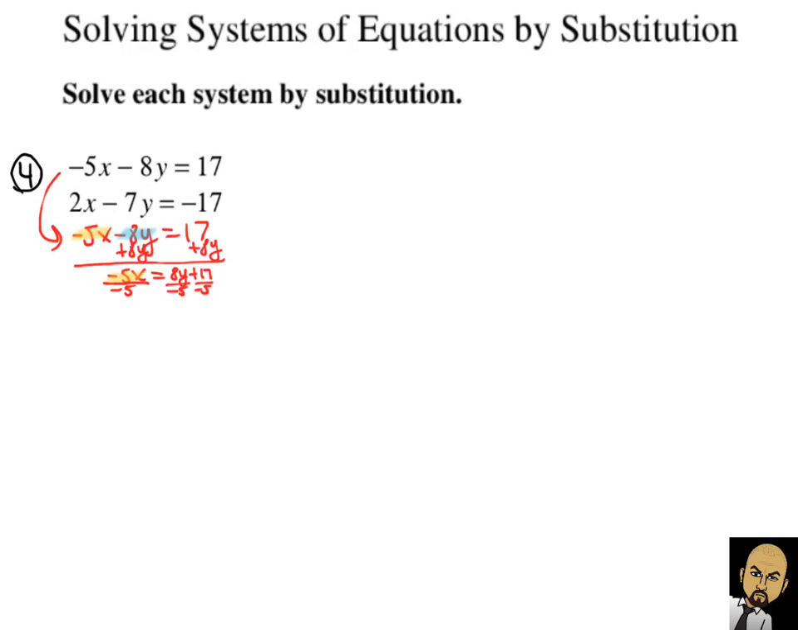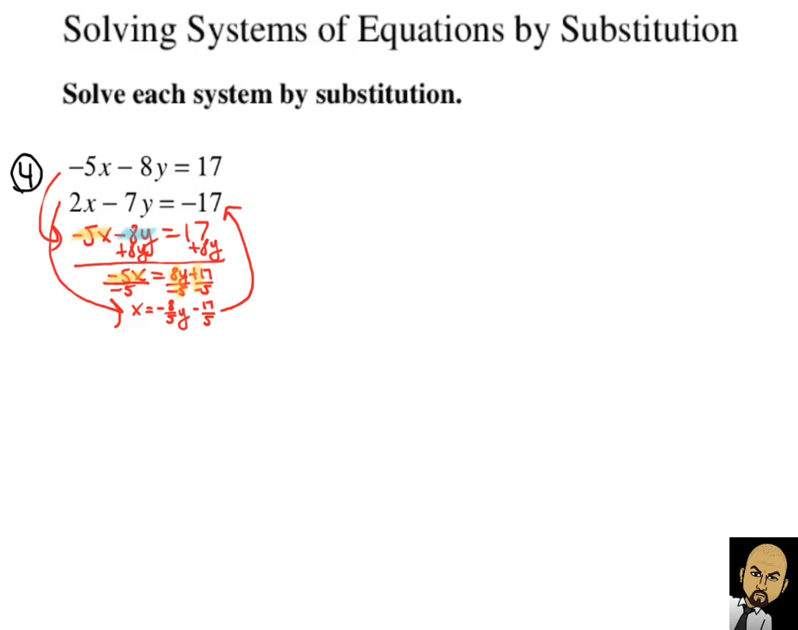Now, since x is being multiplied by negative 5, we've got to divide both sides by negative 5. So we've got to divide every term on both sides by negative 5. Negative 5x divided by negative 5 is x. Negative 8y divided by negative 5 is going to be negative 8/5 y. And then positive 17 divided by negative 5 is going to be negative 17/5.